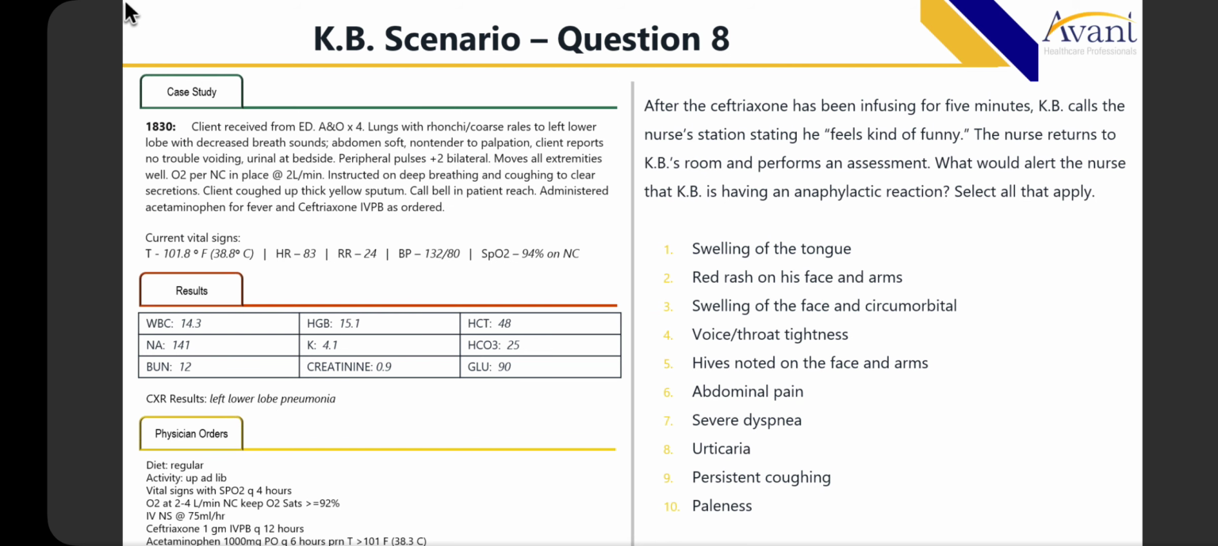All right. So now after we've given ceftriaxone, which is the antibiotic, and it has been infusing for about 5 minutes, Ken calls the nurse's station stating he feels kind of funny. The nurse returns to Ken's room and performs an assessment. What should alert the nurse that Ken is having an anaphylactic reaction? Select all that apply. Okay, I'm going to give you a minute to give me your answers. So remember, here are the numbers. You can pick however many numbers you want.